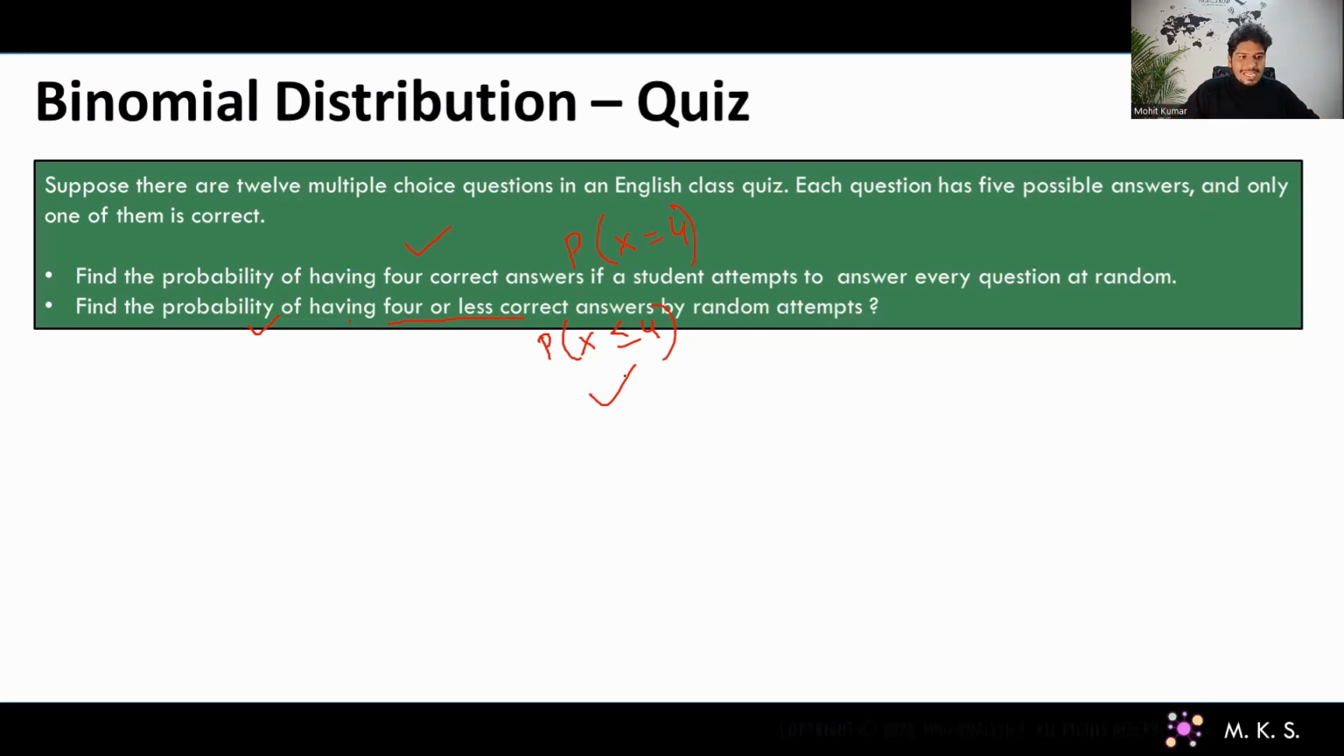Let's meet tomorrow, guys, with a new distribution from our discrete probability distribution category, that is the geometric distribution. So that's what we are going to learn in our next video.